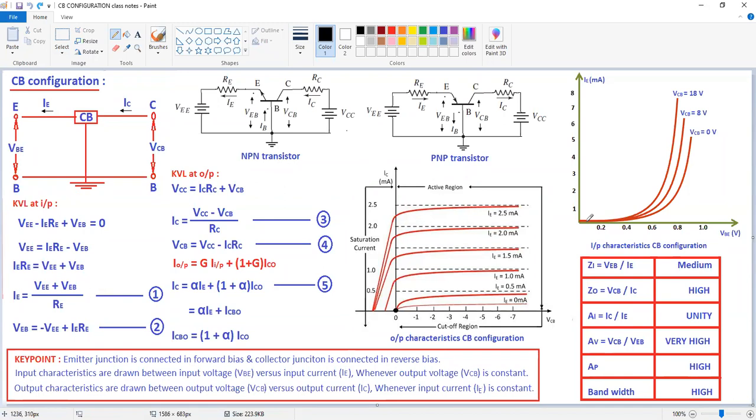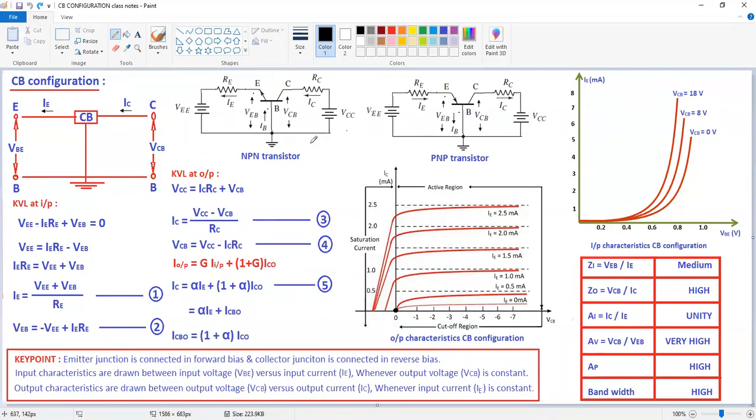these characteristics are similar to your PN junction diode forward bias characteristics. Why? Because here the input is connected in forward bias. If you observe here from the circuit, the input is connected to forward bias. Why? Because here emitter junction is forward bias in the case of active region. Already I explained this in my previous class.